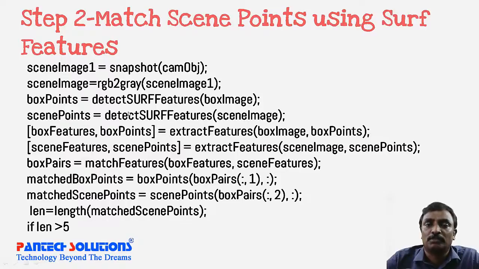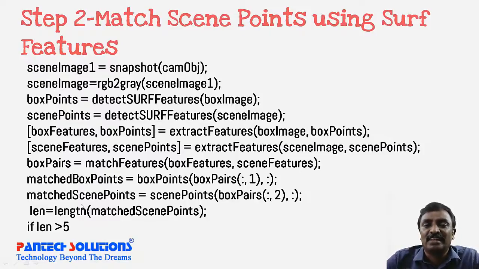First you detect the features for both images, extract the features for both, then match the features, because the scene image contains the image from the webcam and the target image is the ID card. I want to find out where the ID card is in the camera frame. For that you have to use matchFeatures. Match the features from the sample image you have and the input image you got. The scene feature is the input image from the camera, and the box feature is the sample image which you have. You match the features and you get the pairs, the locations of the pixels, and the box points and scene points will give you the matched box points and the matched scene points.